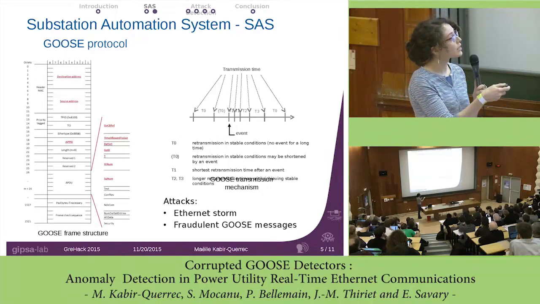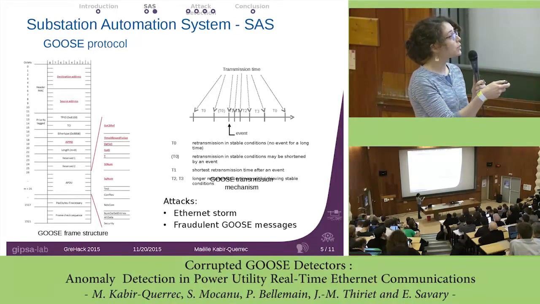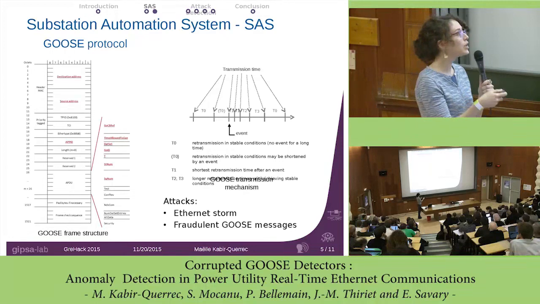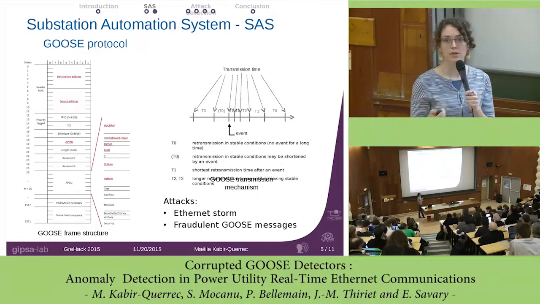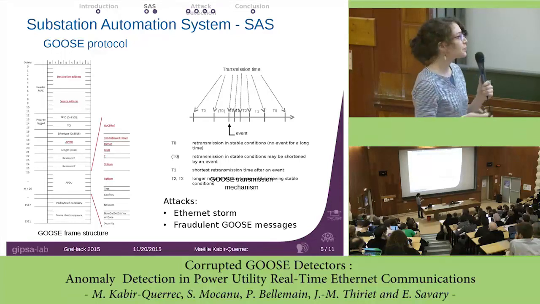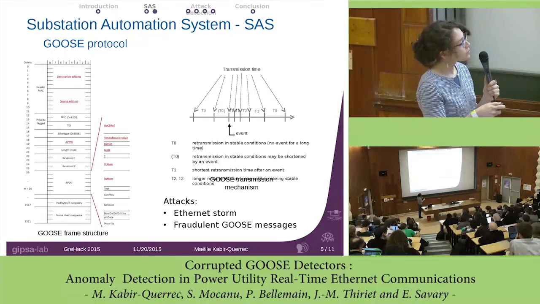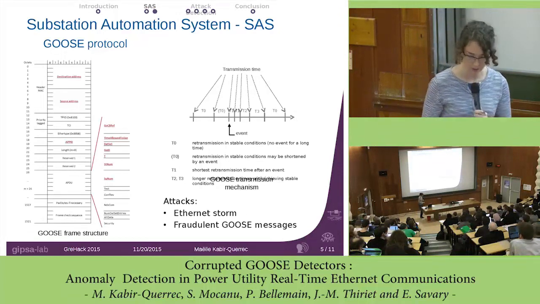So we have a GOOSE sent here. First, it will be sent at a very high frequency, T1, and then this frequency is divided by 2, and so we go at a slower pace, T2 and then T3, until we reach stable conditions, and we have a normal pace of frequency T0. Those frequencies depend on your devices and can be configured. Okay, so that's it for that.